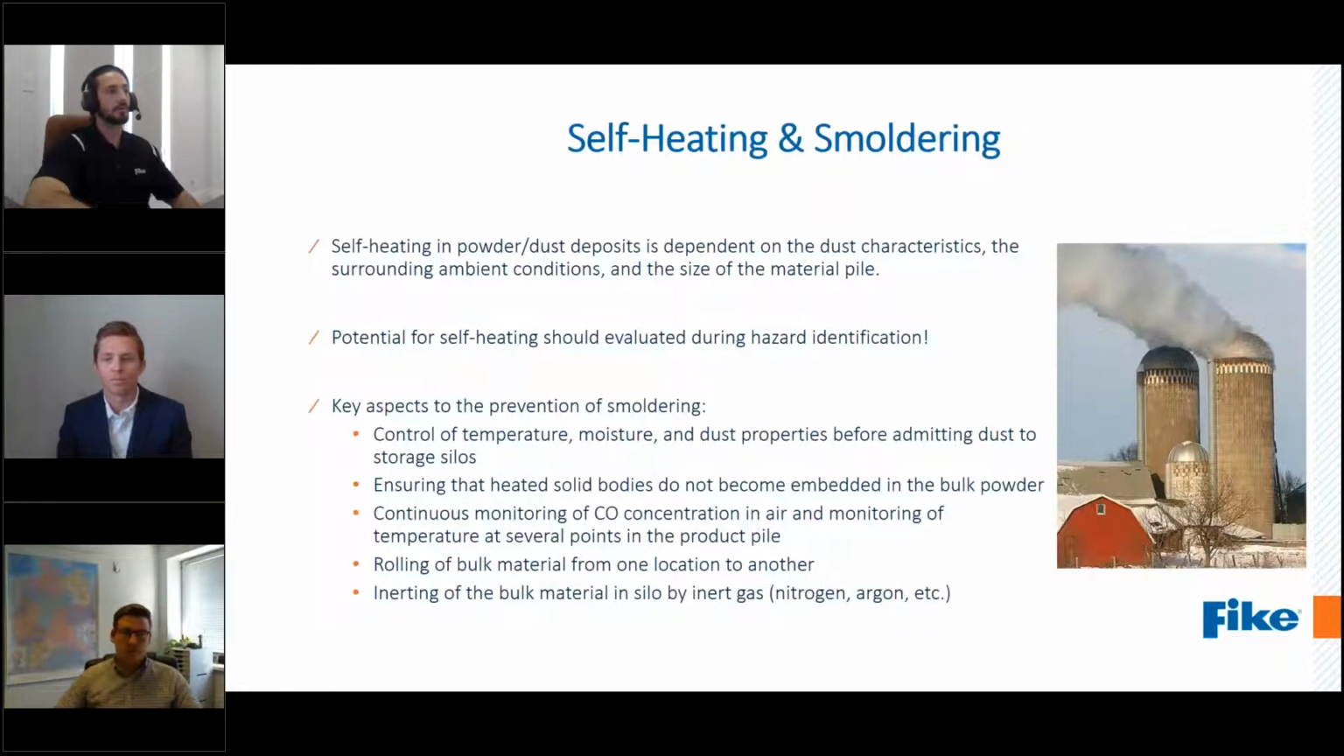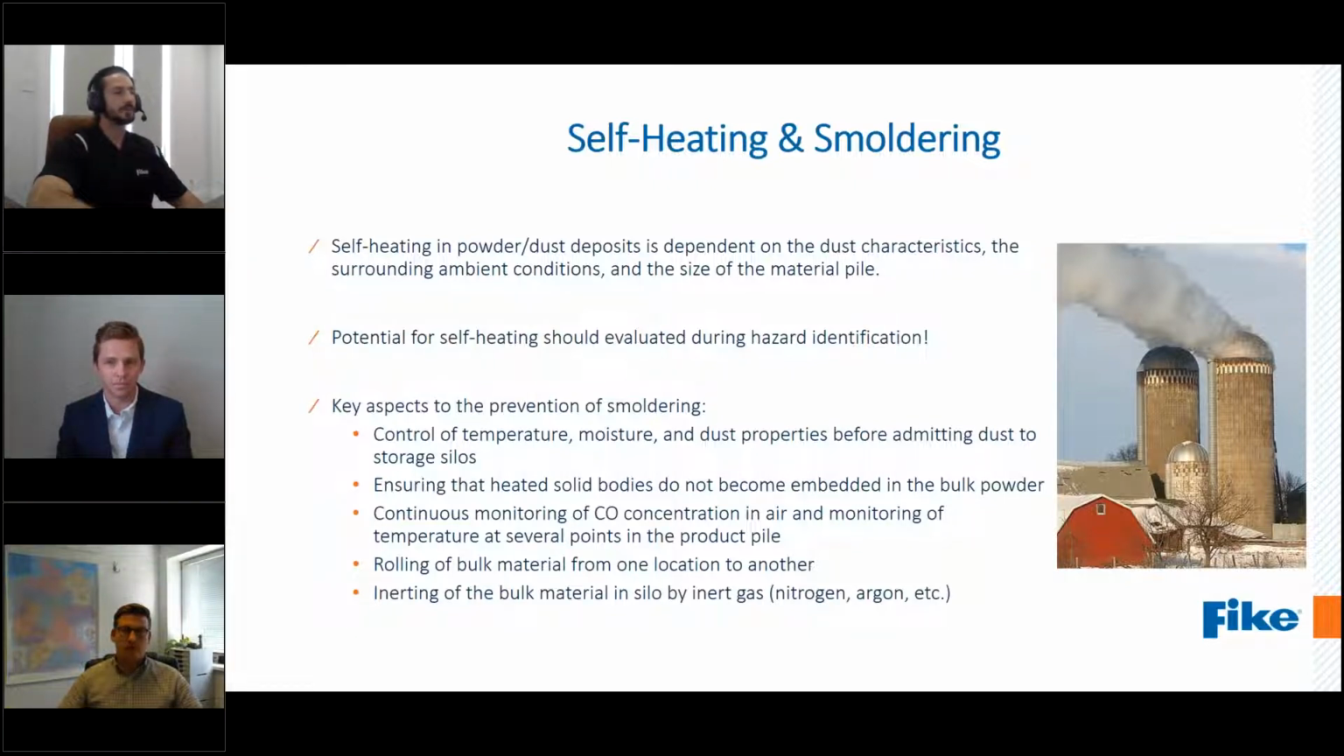Another ignition opportunity is through self-heating and smoldering. So self-heating in a powder and a dust deposit is usually dependent on the dust characteristics, the surrounding atmospheric temperature, and the size of the material pile. But it is key to note that the potential for self-heating should be discretely evaluated for your particular hazard during your hazard identification process up front.